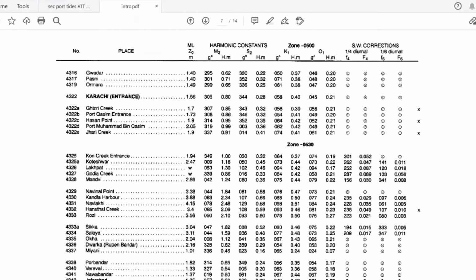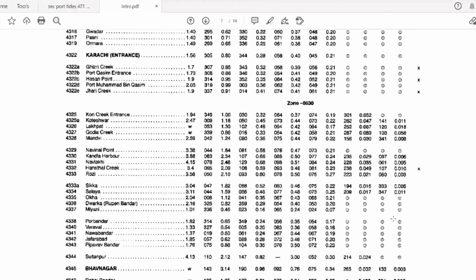And for shallow water, they have to take the effect of the shallows and the landmass shape. So each and every port will have some values here. If there are no values here, that means negligible, and we can take them as 0. So any doubt as far as port number and place are concerned? Z0 value, mean level, if there are no tides.